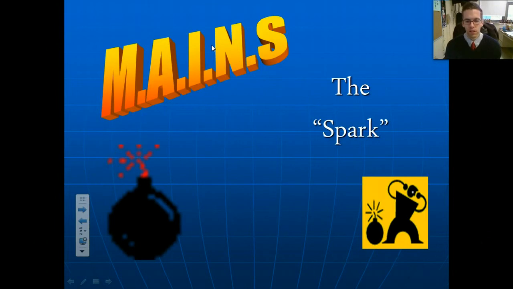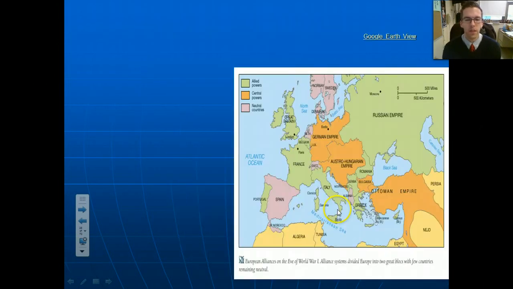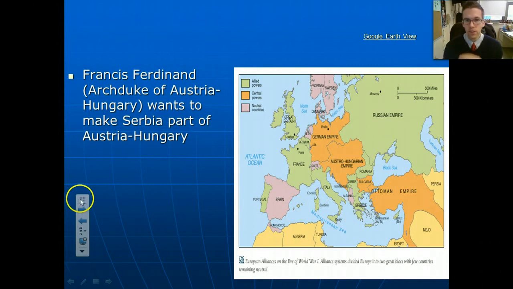Okay, the spark. This is what's going to happen. You have this guy here, Archduke Franz Ferdinand of Austria-Hungary. There's this little family portrait, nice sweet little mustache there. This isn't filling in your sheet, but I want you to listen. Archduke Ferdinand of Austria-Hungary wants to make Serbia, this country here, part of his empire.